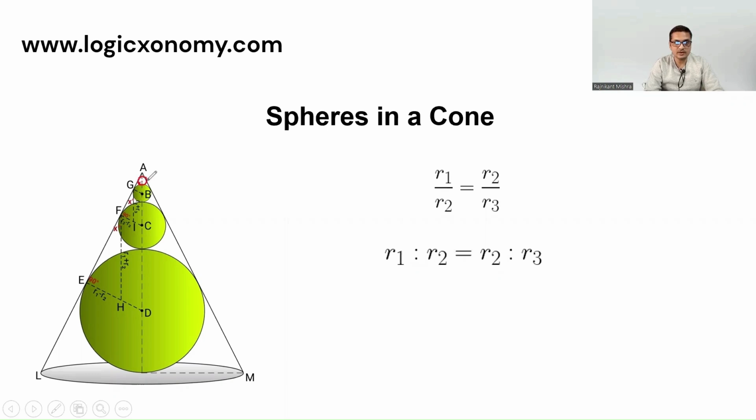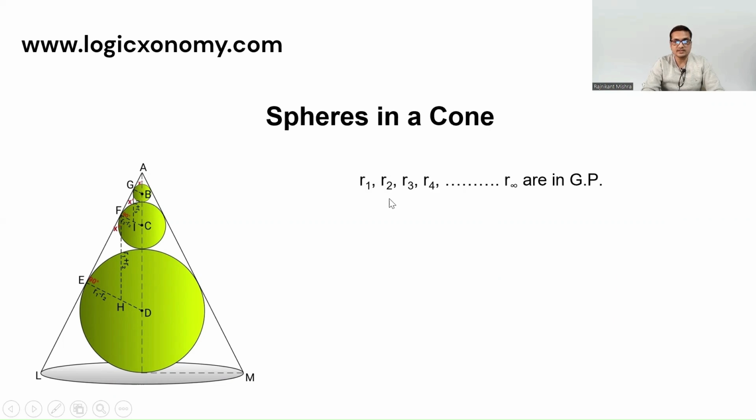Similarly, if we put one more sphere on it and the radius of this sphere is R4, then R1 ratio R2 is equal to R2 ratio R3 is equal to R3 ratio R4. Or we can say the radii of these spheres are in GP, geometric progression. Let R1 be A, R2 be AR, R3 be AR square. A is the radius of the largest sphere, R is the common ratio of this GP series. Here R is less than 1 because the radii are in decreasing order.